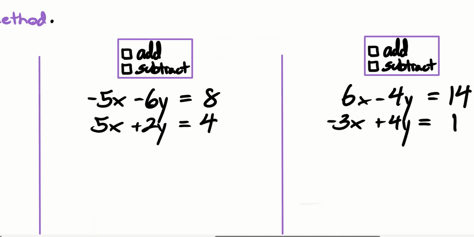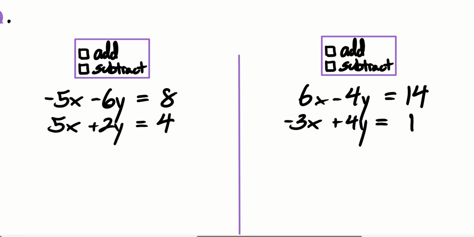And we got 2 other systems here. Let's see here. Negative 5x minus 6y equals 8, 5x plus 2y equals 4. It appears that the negative 5x terms and the 5x, those are going to cancel out because those match slightly. One's negative, one's positive.